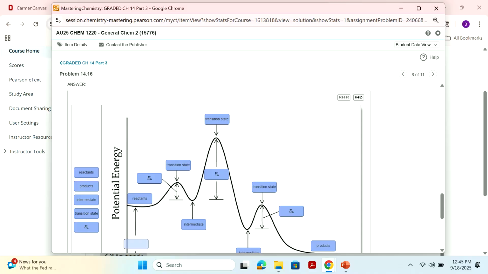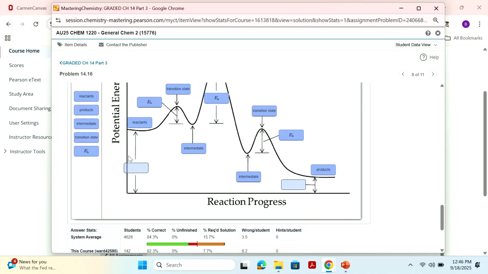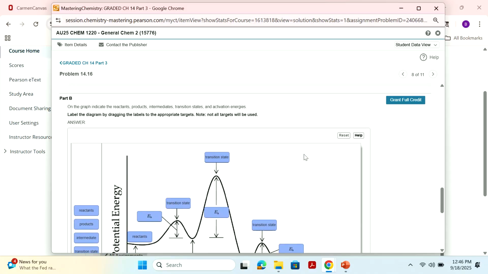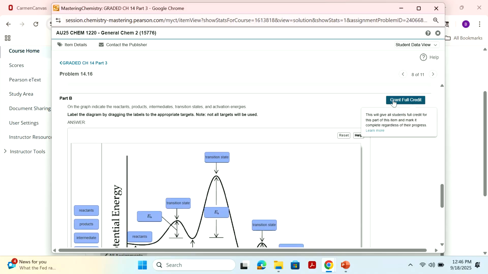I just had a couple questions about this Pearson homework, and it seems like maybe it's a poorly structured question, because this is the right answer, and I just saw somebody that didn't have this labeled, and it didn't register, so that's frustrating. So I'm just going to grant everyone full credit for that right now.